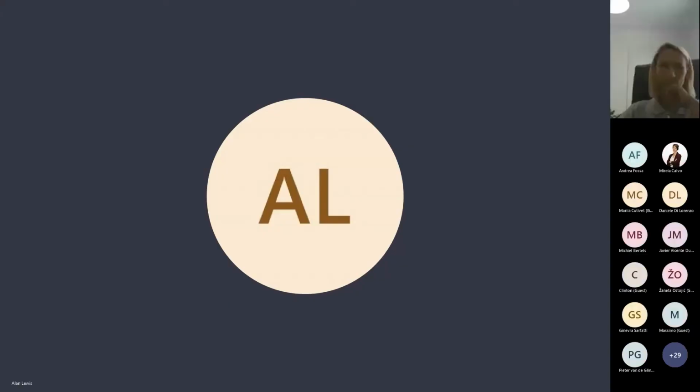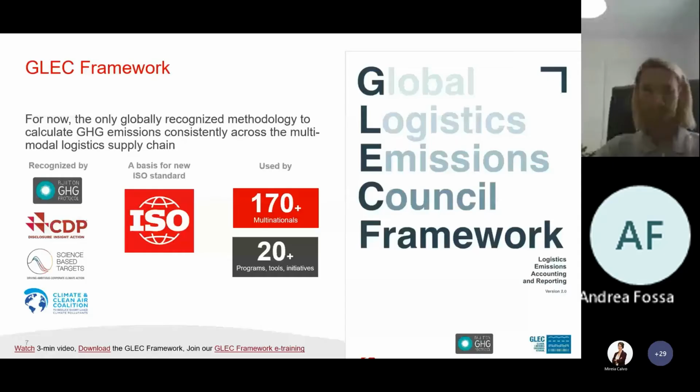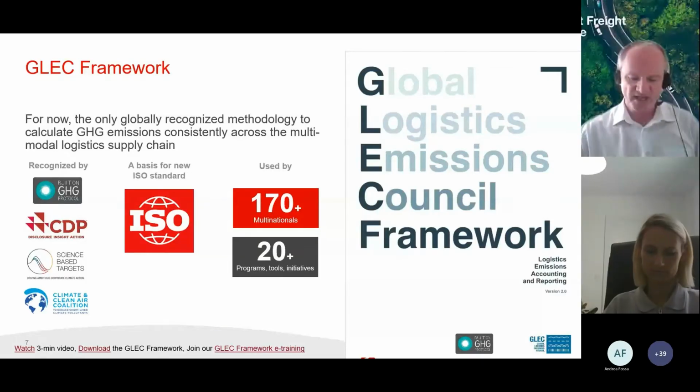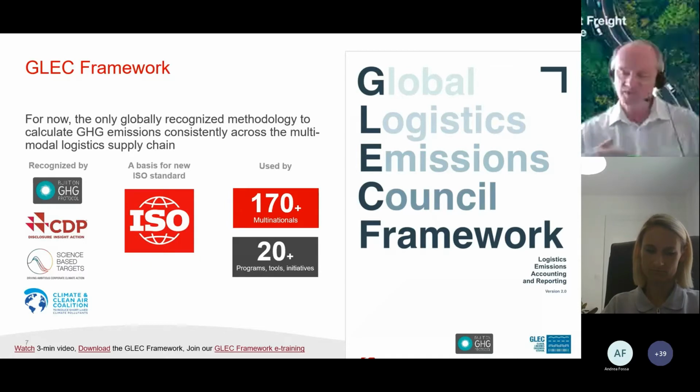on an ISO standard, ISO 14083. And that will take the content of the Glec framework and use that as one of the primary inputs into this new standard. And that standard will cover not only freight transport, but passenger transport as well.